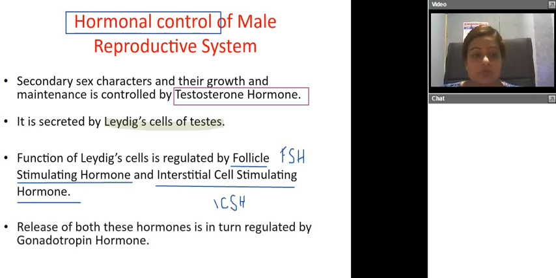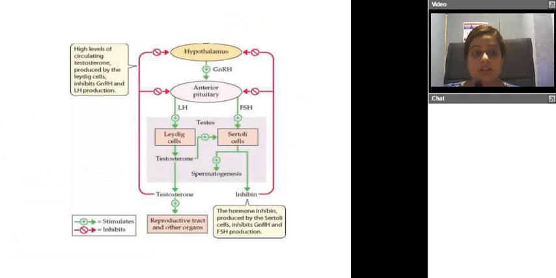The release of both these hormones is in turn regulated by the gonadotropin hormone. Firstly, the gonadotropin hormone is released from the hypothalamus in the base of the brain. This gonadotropic hormone activates the anterior pituitary and causes the release of luteinizing hormone and the follicle stimulating hormone. The luteinizing hormone acts on the Leydig cells of the testes and helps in the release of testosterone. The follicle stimulating hormone acts on the Sertoli cells and causes the process of spermatogenesis or the formation of sperm. Right?